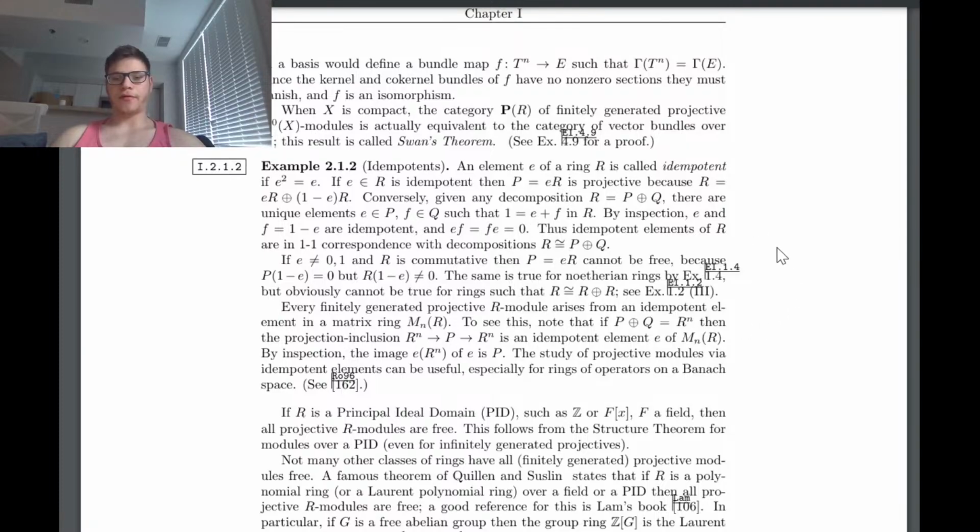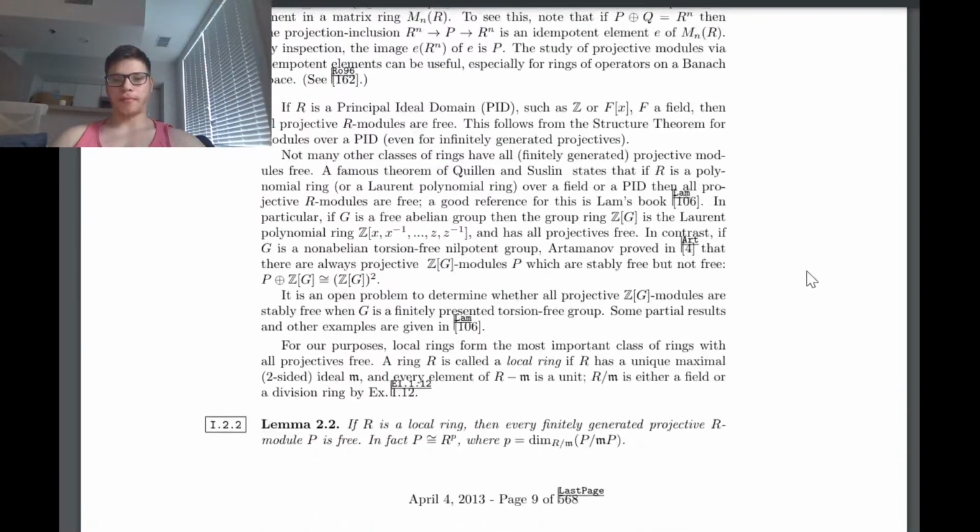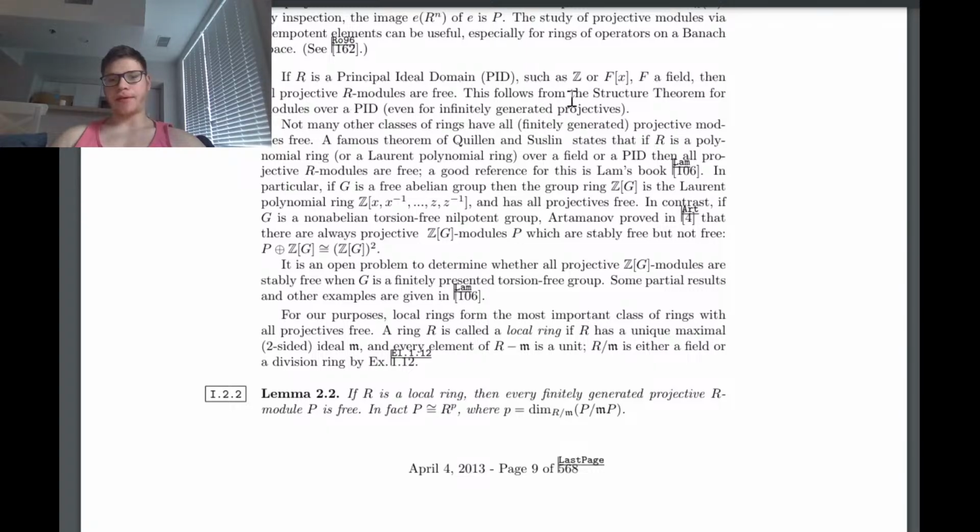Idempotents are useful, but I already know stuff about them. If R is a PID, then all projective modules are free. Right, there's a nice theorem that follows from the structure theorem, even for infinitely generated projectives, interesting. I wonder how you can do that, because the structure theorem is usually for finitely generated modules over a PID. Okay, interesting.